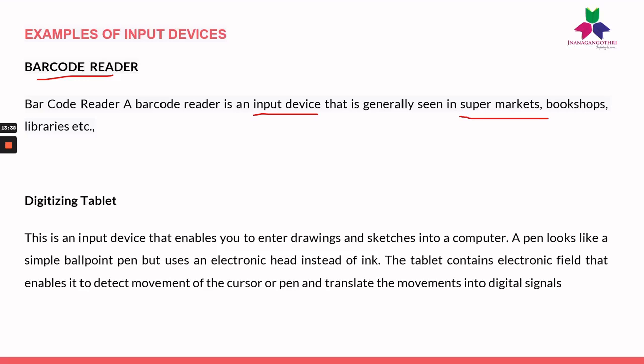So generally, if you go to any supermarket or library and pick a product, you can see black and white marks printed on it, which are scanned while buying it. So these are barcodes. The barcode reader scans the barcode of the product and checks the description and latest price of the product. The next input device is the digitizing tablet.